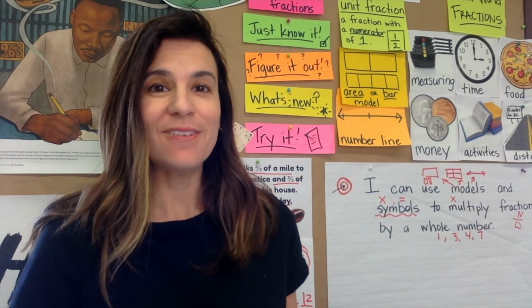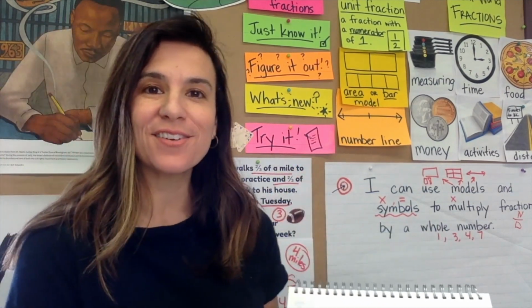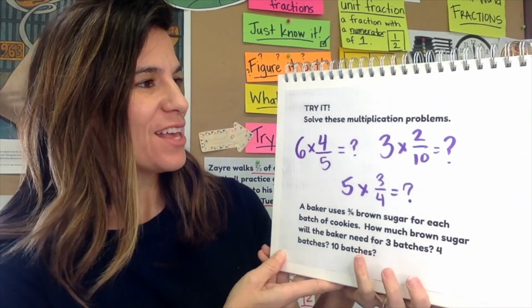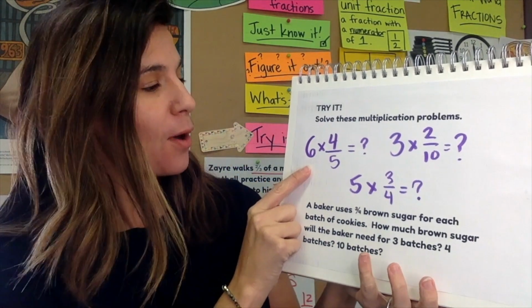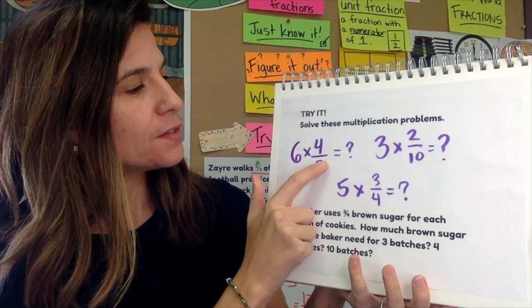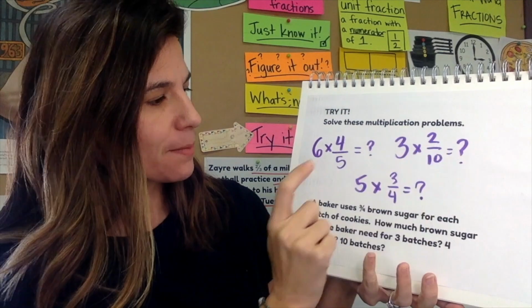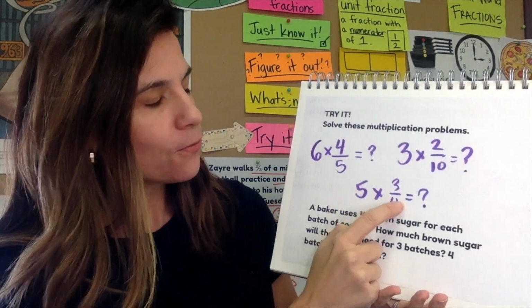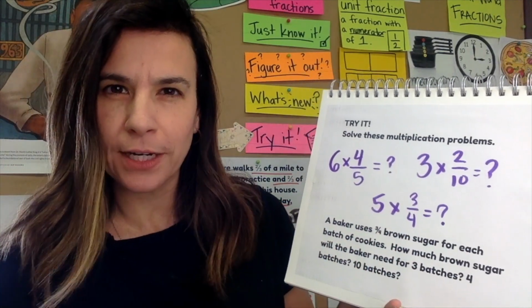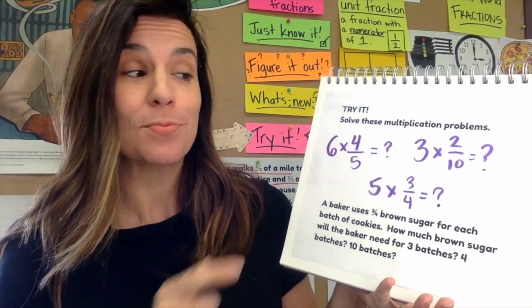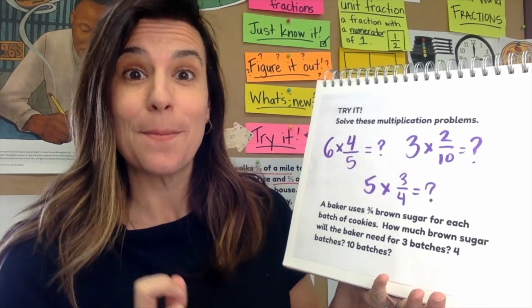And it's time for Try It, where you get to give it a try at home with some problems and challenges I have for you right now. So first, I have some bare number problems. 6 times 4/5 equals something, 3 times 2/10 equals something, and 5 times 3/4 equals something. See if you can figure out those bare number problems. Extra challenge if you can write a word problem to go with these bare numbers.